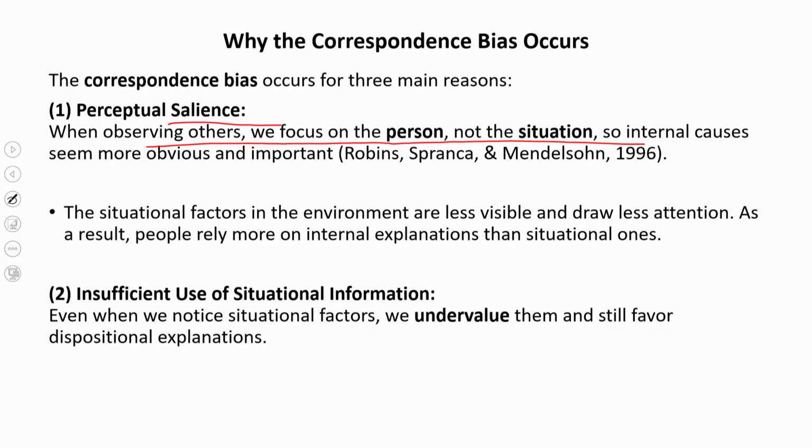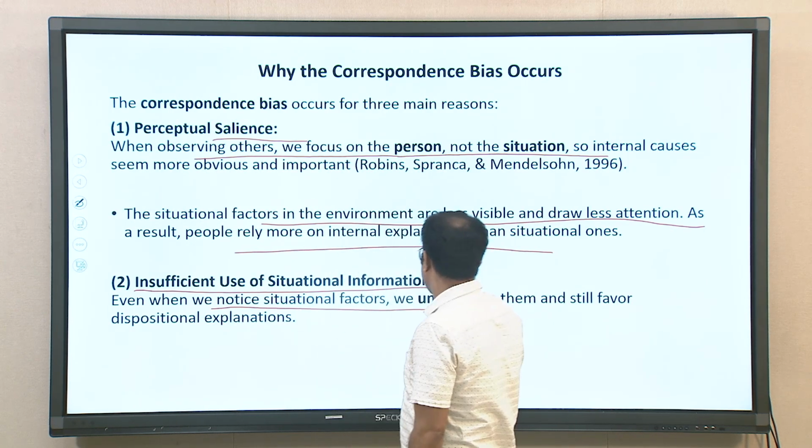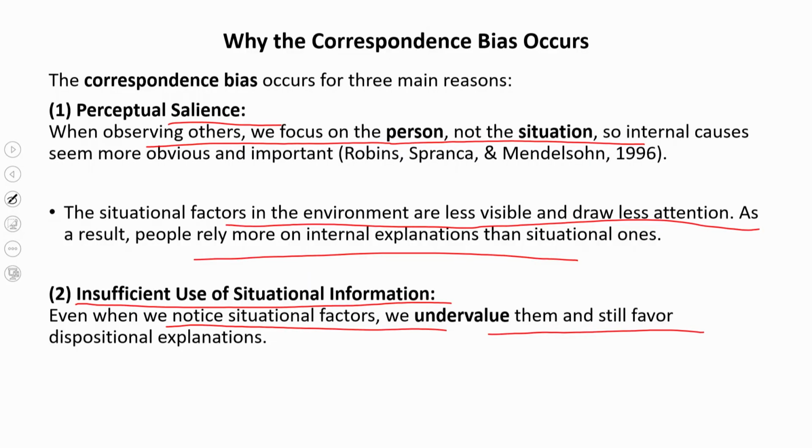So, the situational factors in the environment are less visible for us. So, we do not pay attention to them. As a result, people are more likely to have internal explanation of the situation. Second reason is insufficient use of situational information. Even though we may notice some situational factors, we undervalue them and still favor disposition. That is why it is bias.